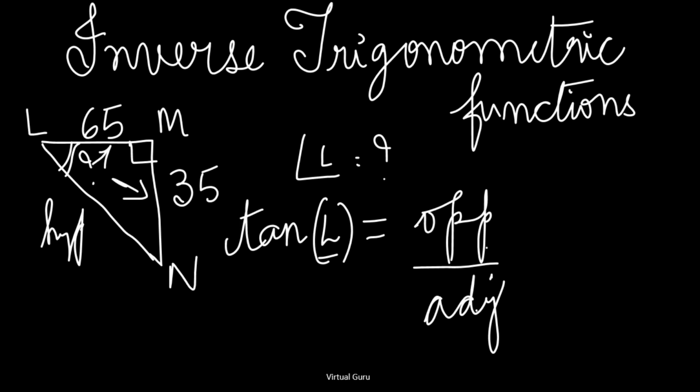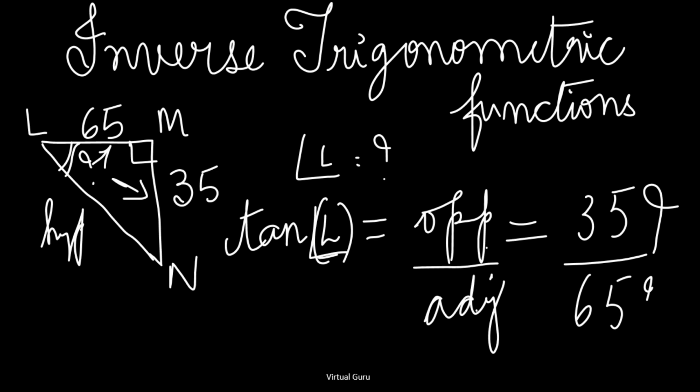So how do we find angle L here? We know this much. I am going to substitute 35 by 65. Then how are we going to find the angle L? This is where we get stuck. What do we need? We need a new mathematical tool to solve problems like this. Unfortunately, our old friends sine, tan, and cosine are not going to help us because they are not up to the mark. So this is where we take new trigonometric functions.